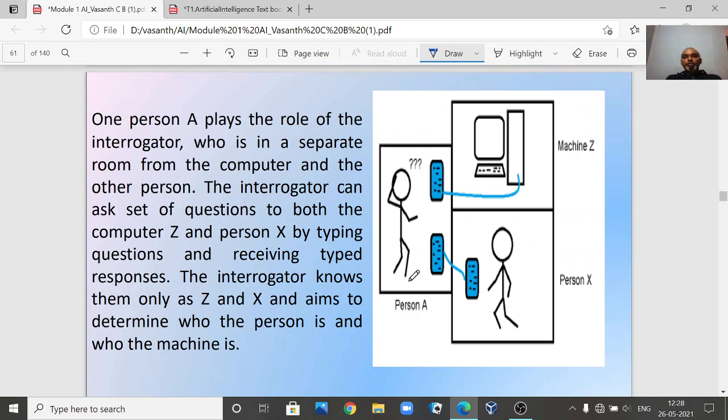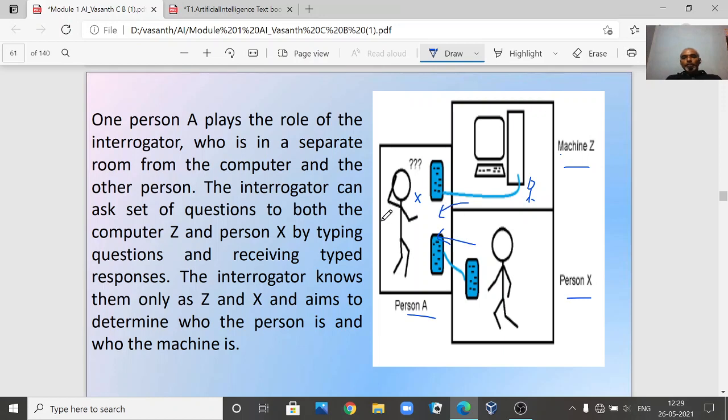There is a particular person A, who acts as an interrogator, like an external examiner, who is going to ask some viva questions. On the other side we have X and Z. But this examiner doesn't know that one of them is a machine. He thinks there are two persons in front of him, both not visible, and he is typing some questions on one side. Now one answers the question, and the other also answers the question.